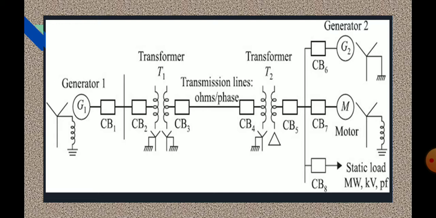Motor is reactor grounded. And we have two types of load, that is static and dynamic load, and this symbol represents the static load. So its output values are expressed in terms of megawatt power, kilovolt voltage, and power factor PF. So altogether we have 8 circuit breakers in this single line diagram. So CB1, CB2, CB3, CB4, CB5, CB6, CB7 and CB8 circuit breakers to protect the entire equipment.